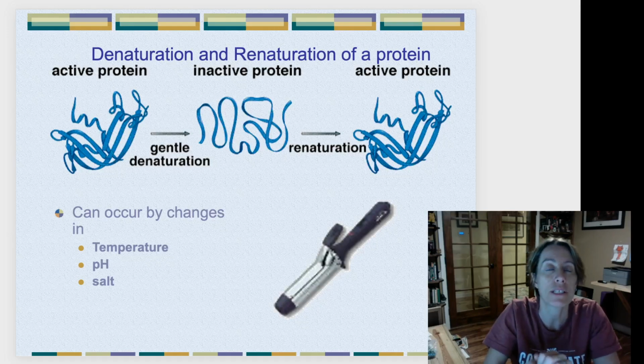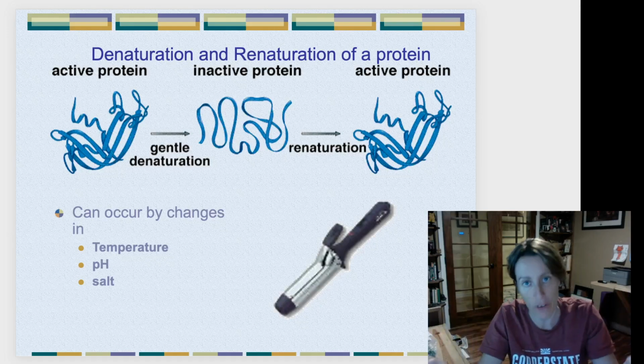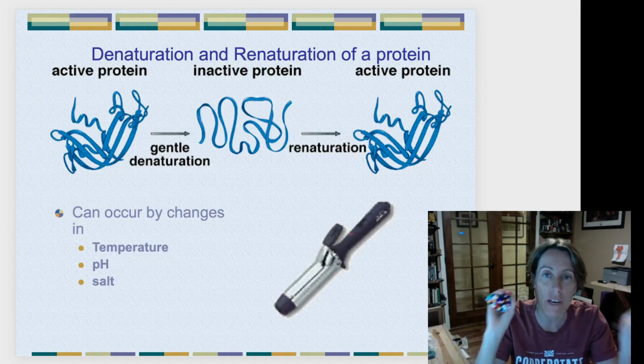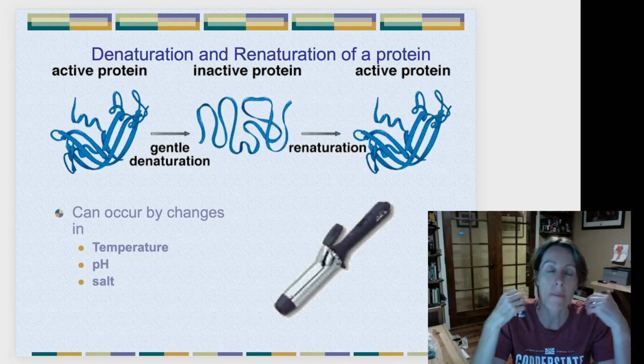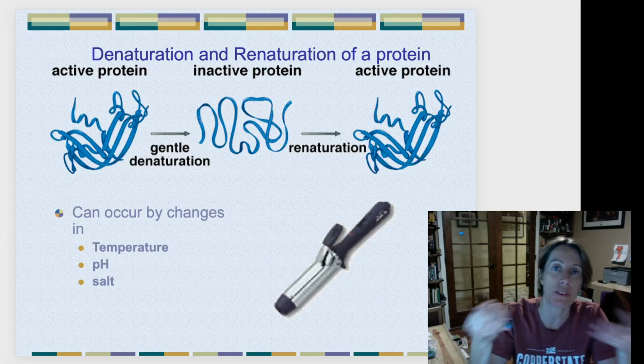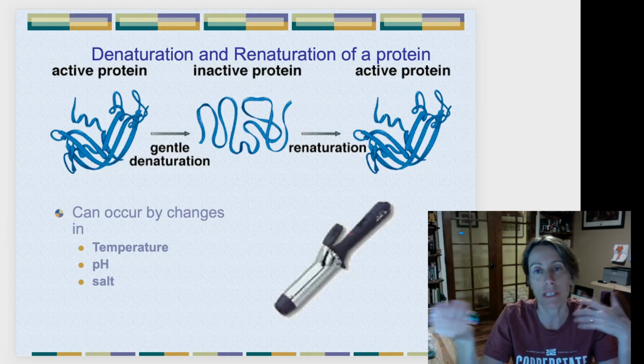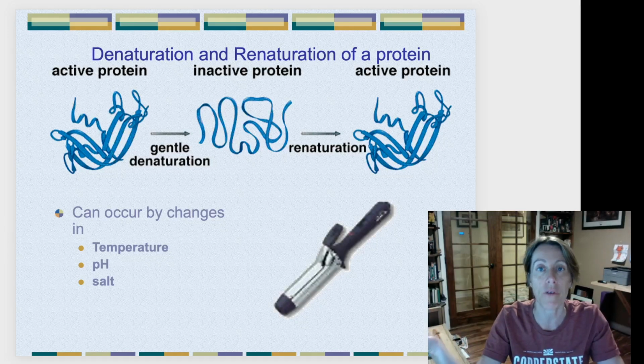As soon as a protein loses its shape, it loses its function, so it's not going to work anymore. So denaturation is generally not a good thing in terms of protein function, because once the protein loses its three-dimensional shape, once it becomes unfolded, it will not function.